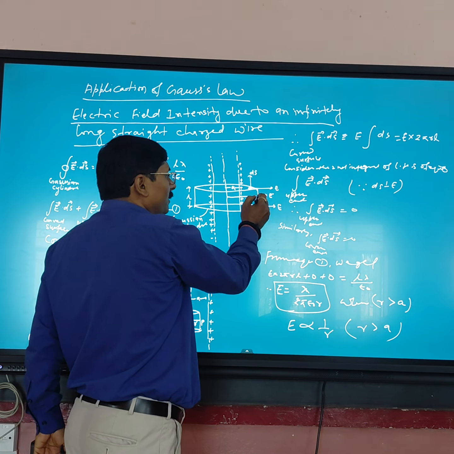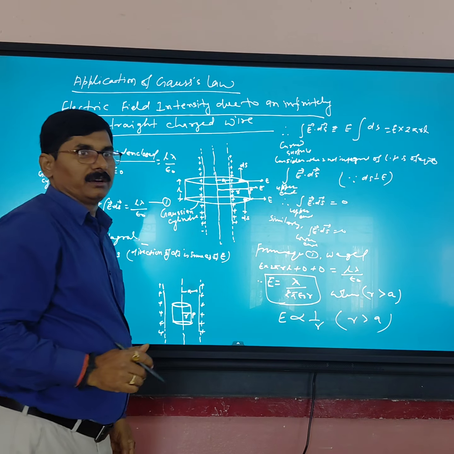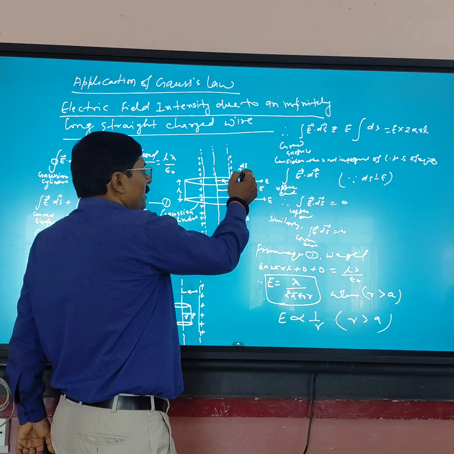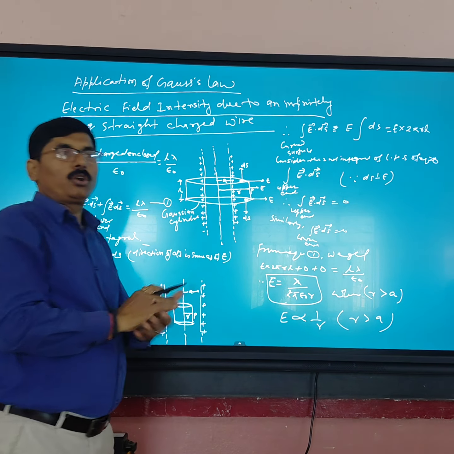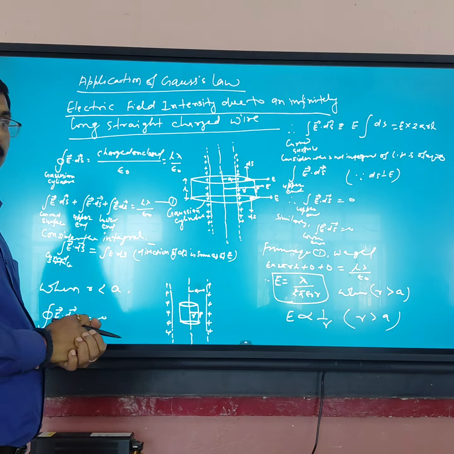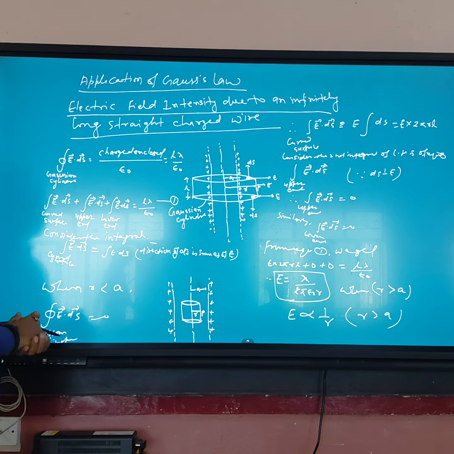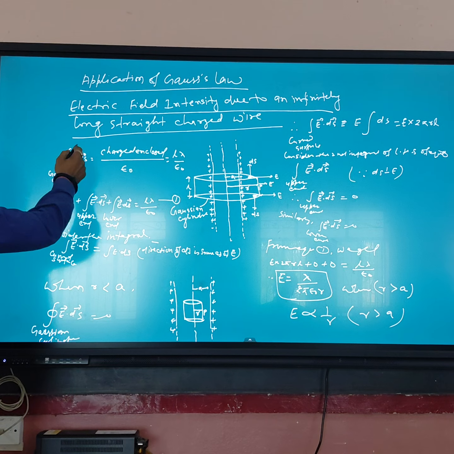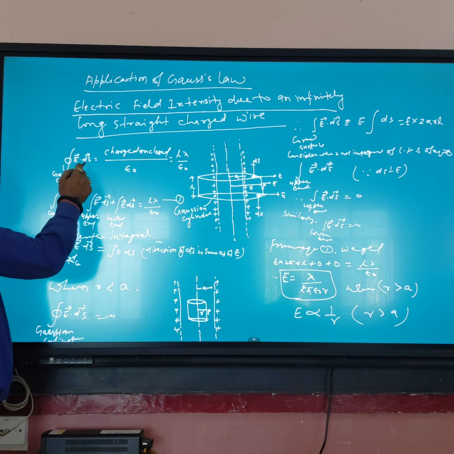at distance r at point P, we draw a Gaussian cylinder, where the intensity is E. At distance r on the Gaussian cylinder, everywhere the intensity is the same. So first of all, according to Gauss law, for the Gaussian cylinder, the closed integral E dot ds is the total charge enclosed divided by epsilon.